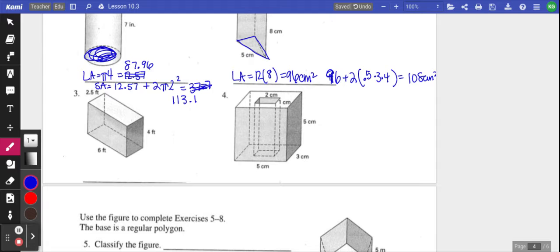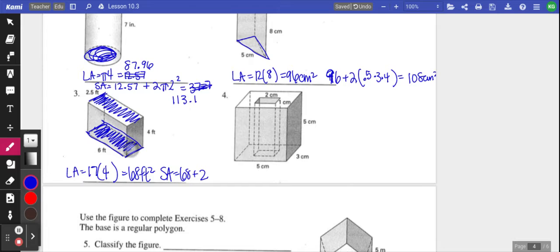Okay, number 3 is looking again for perimeter, which says that these sides are 2.5, and 6 and 6 would give me 12 plus 5, which is 17. So for my lateral area, I'm going to do 17 times the height of my prism, which is 4, which is 68 feet squared. Then for my surface area, I'm going to take the 68 plus 2, and these bases are rectangles, and they are 6 by 2.5.